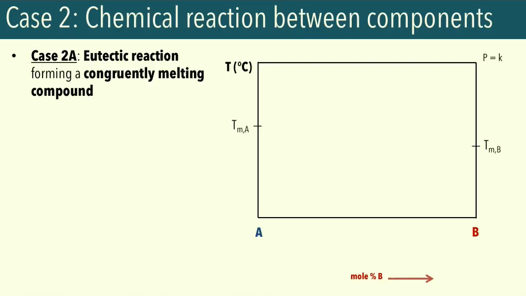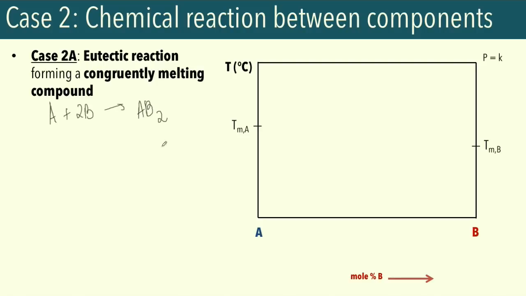In the first such case, let's consider the so-called eutectic reaction, or when we have a so-called congruently melting compound. In other words, the compound is stable up to its melting point. In our system AB, let's say that we have a compound AB2 that forms. Our reaction is going to be 1 part A and 2 parts B forming our compound AB2. So if we have a stoichiometric ratio of 1A and 2B, we have a compound AB2.